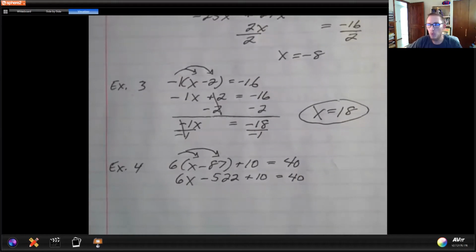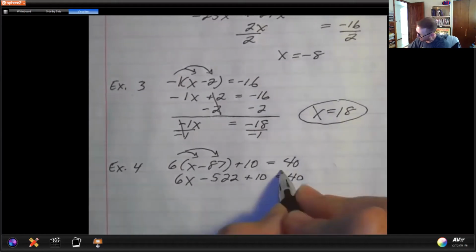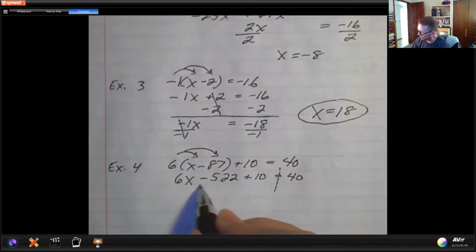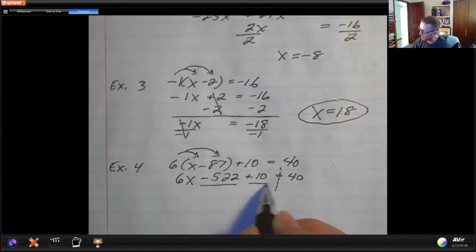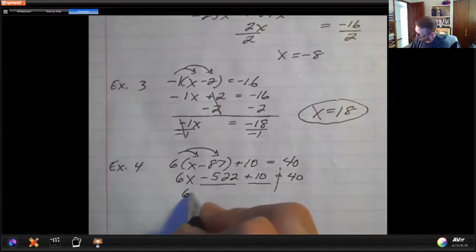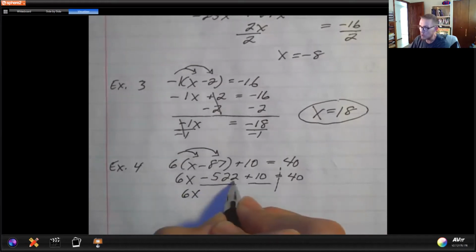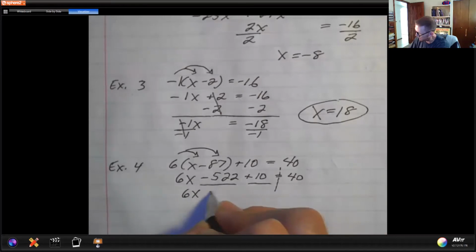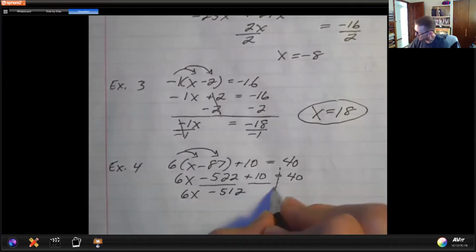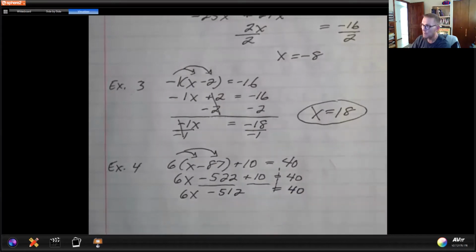After I distribute, I will combine like terms. Now remember, you cannot combine anything across the equal sign. So the only two like terms I can combine are the -522 and the +10, because they're on the same side of the equals and they're both just plain old numbers. So 6x, -522 and +10 makes -512. Bring down the equals, bring down the 40.